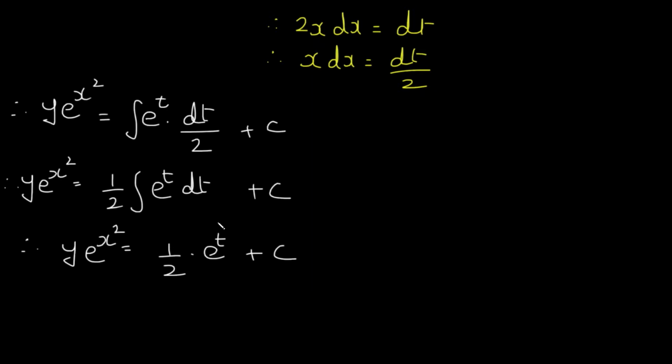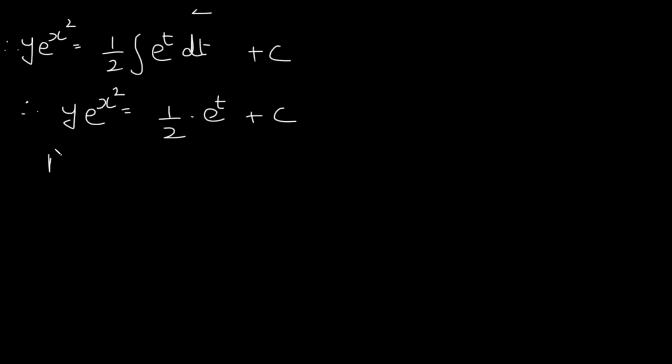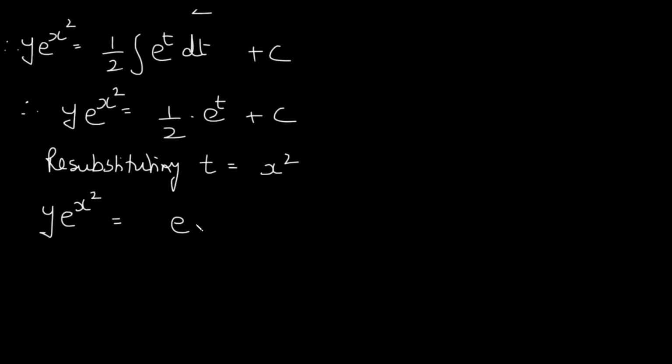Now t, we have taken x square as t, so we resubstitute it. So therefore resubstituting t is equal to x square, we get y e raised to x square is equal to e raised to x square upon 2 plus c. So thus this becomes our final answer, that is it.